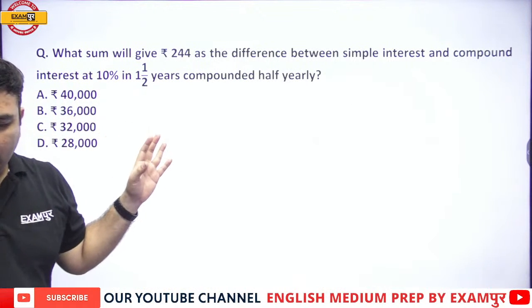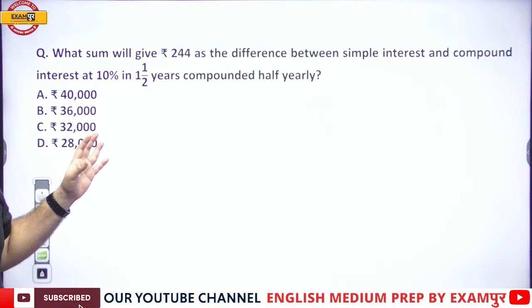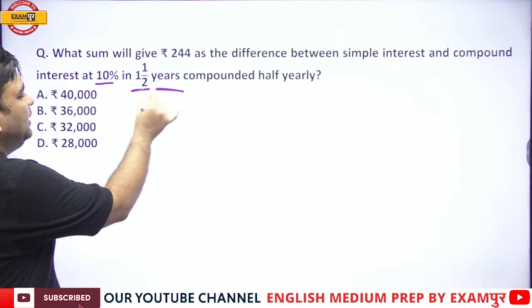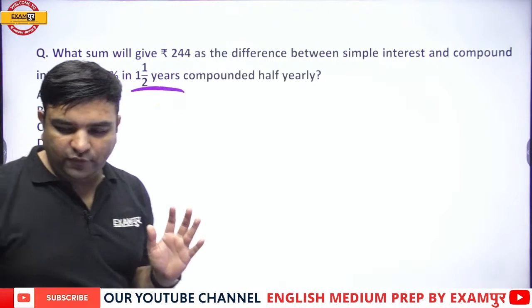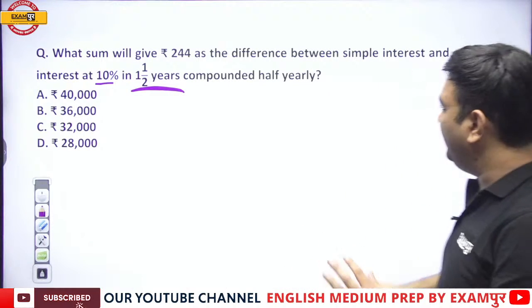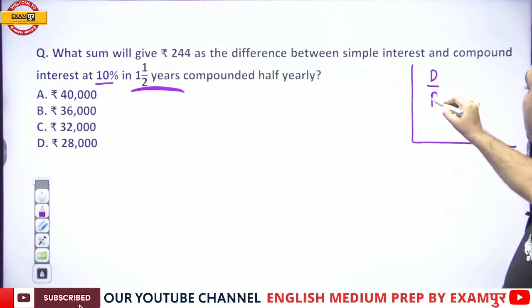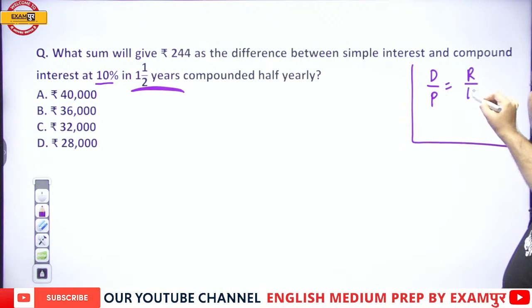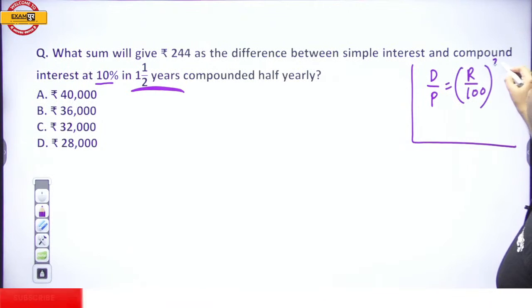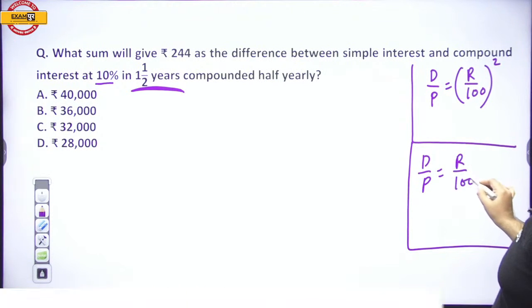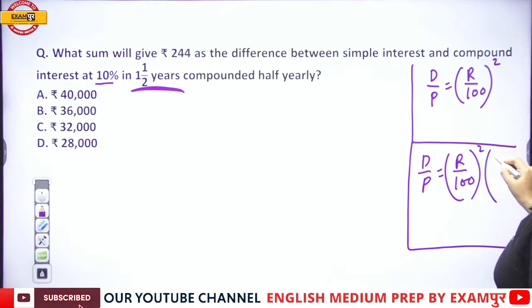What sum will give 244 as a difference between SI and CI at the rate of 10% for 1.5 years? Again, no direct formula is applicable, because formulas are available for 2 years and 3 years. If they give you the data in some fraction of a year, you cannot apply the formula. You have to go with the effective rate.